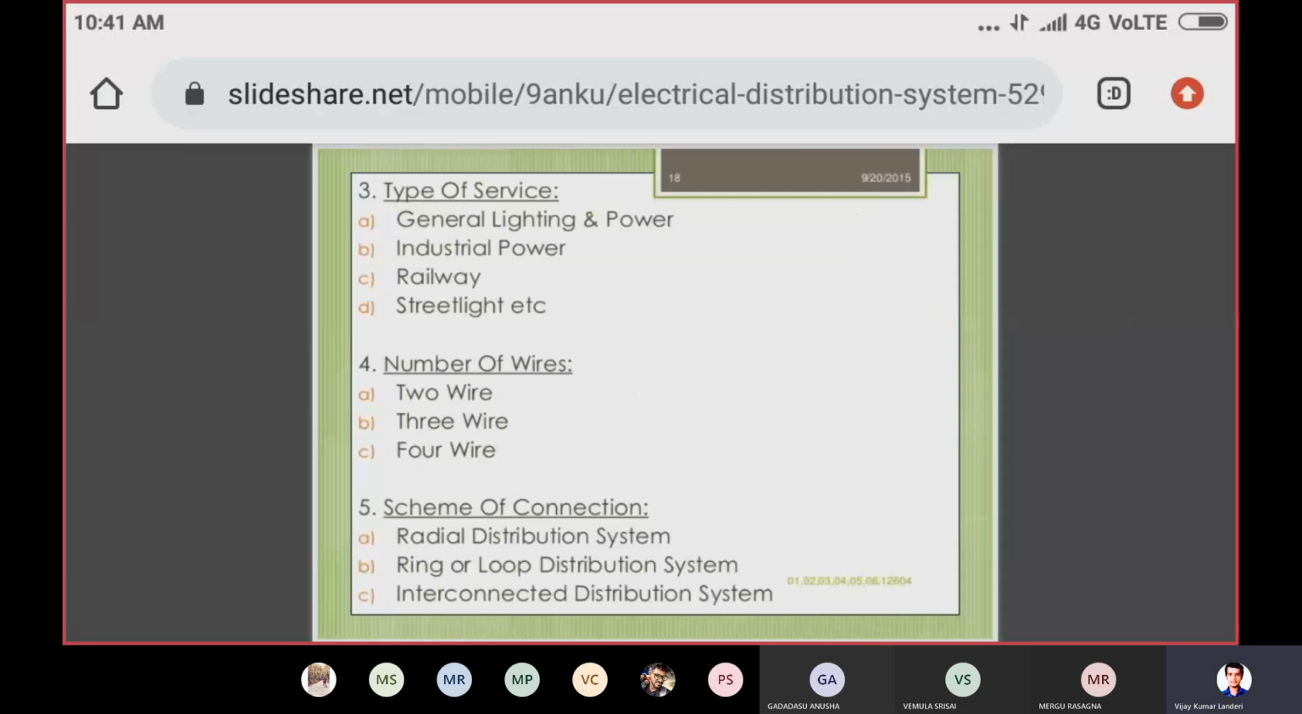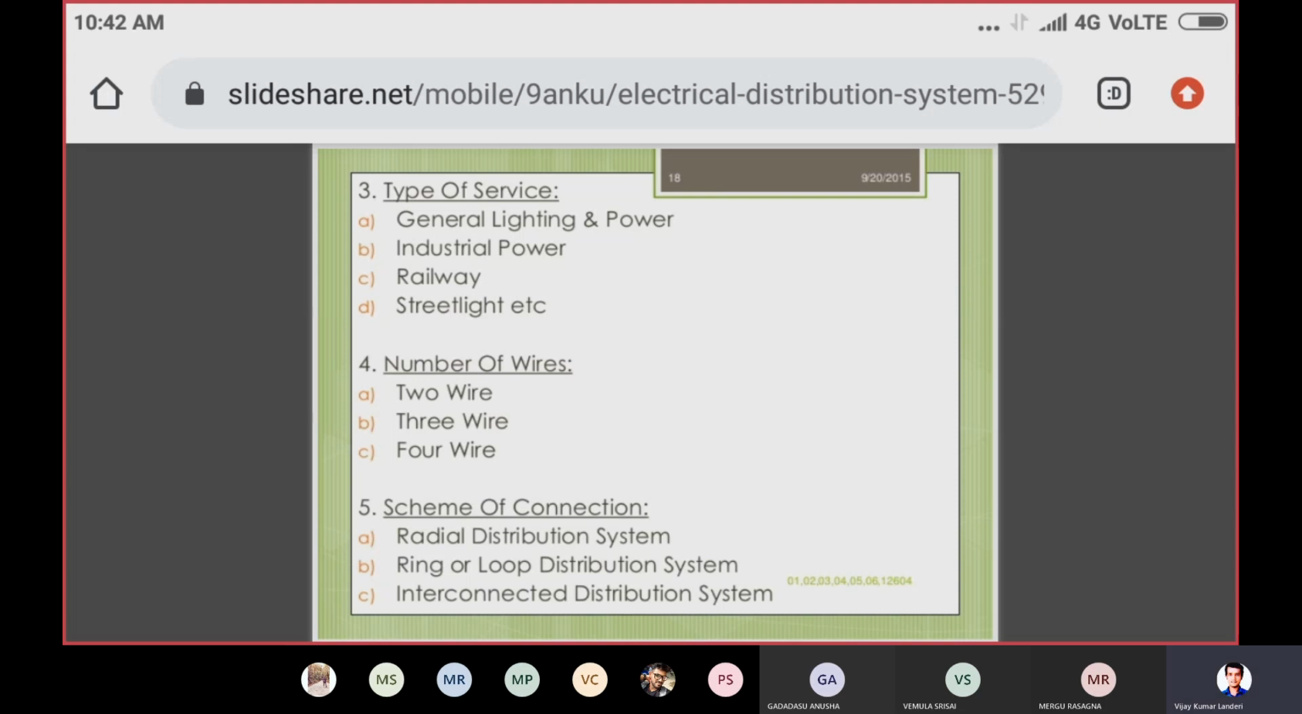The next classification is on the type of service, that is, what type of service the distribution system is doing. Based on that, we classify distribution systems as general lighting and power, industrial power, railway, and street lights. Similarly, based on the number of wires, we can classify them as 2-wire, 3-wire, 4-wire systems. Similarly, based on the scheme of connection.